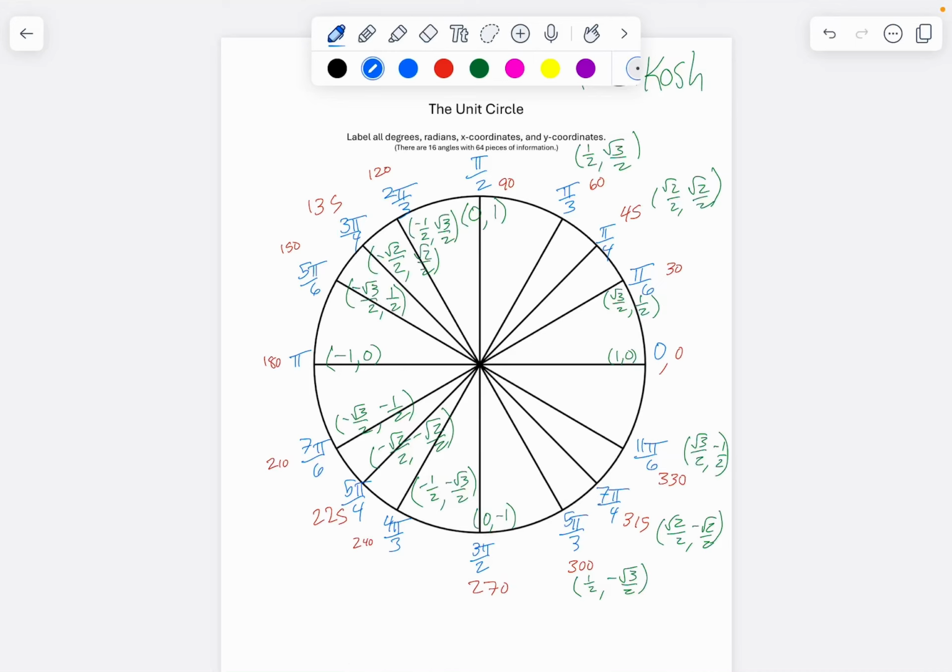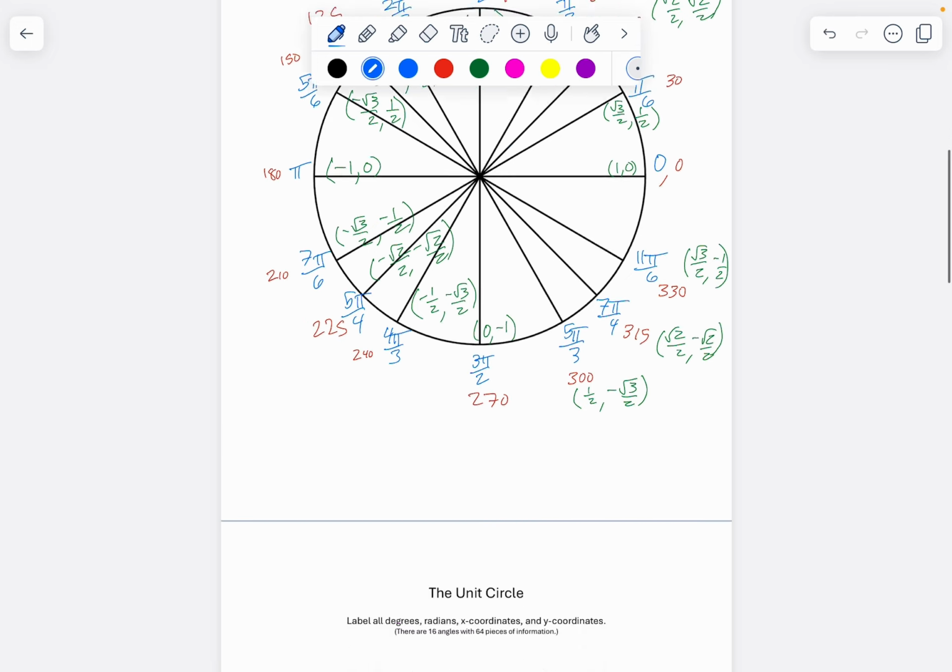In this video, I want to talk about why we care about the unit circle. I pulled up the unit circle that I just created in my last video. It's a little messy, but here it is. And now we're going to talk about why we care.